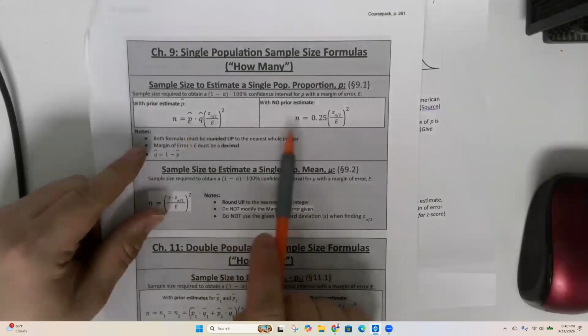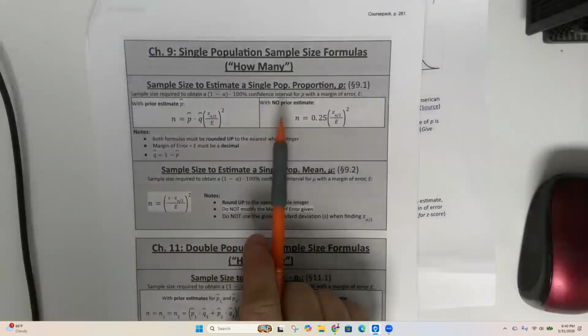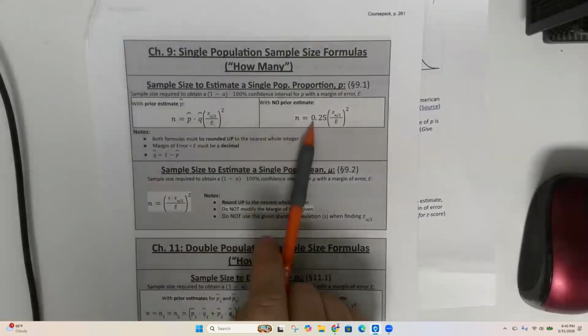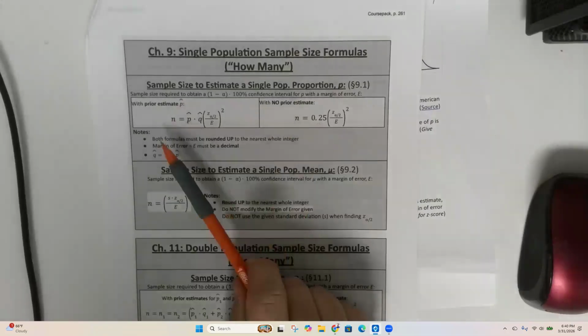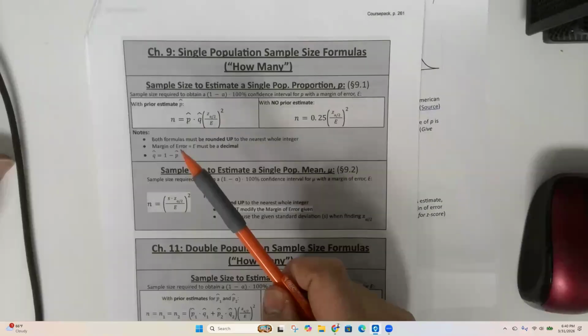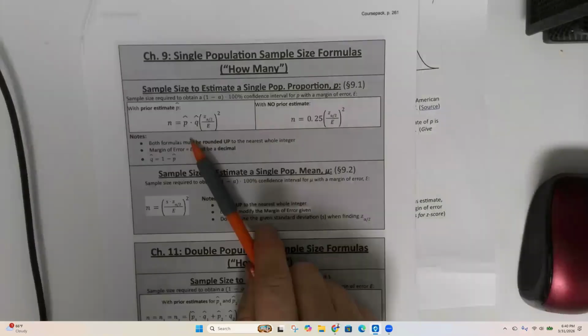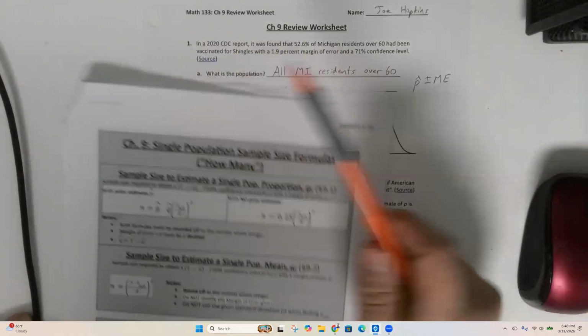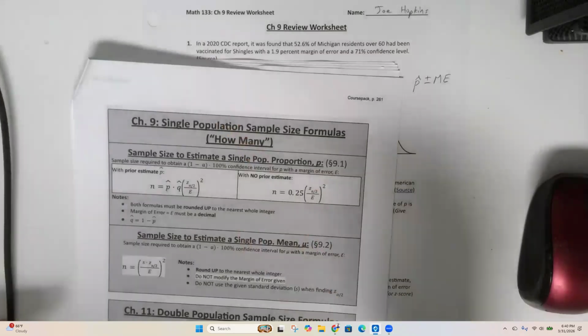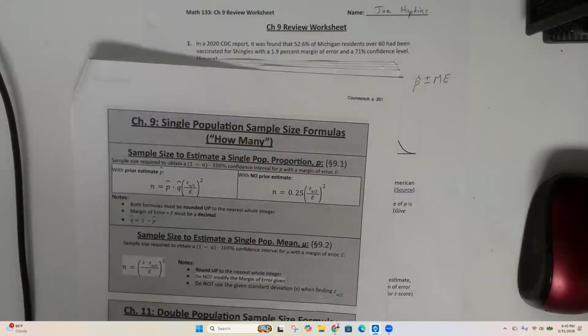Now, these are actually the same formula. They don't look the same. The difference is that this one has a 0.25. Where did this 0.25 come from, right? Why is it not something else? So if I was trying to measure what percent of Michigan residents are vaccinated with shingles? No idea. Is it 40%, 90%? I have no clue. Okay.